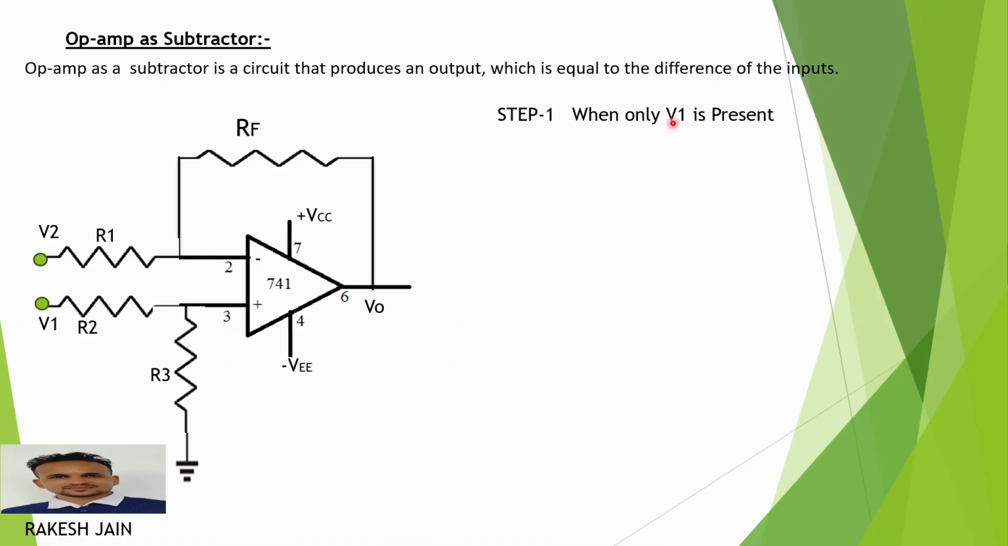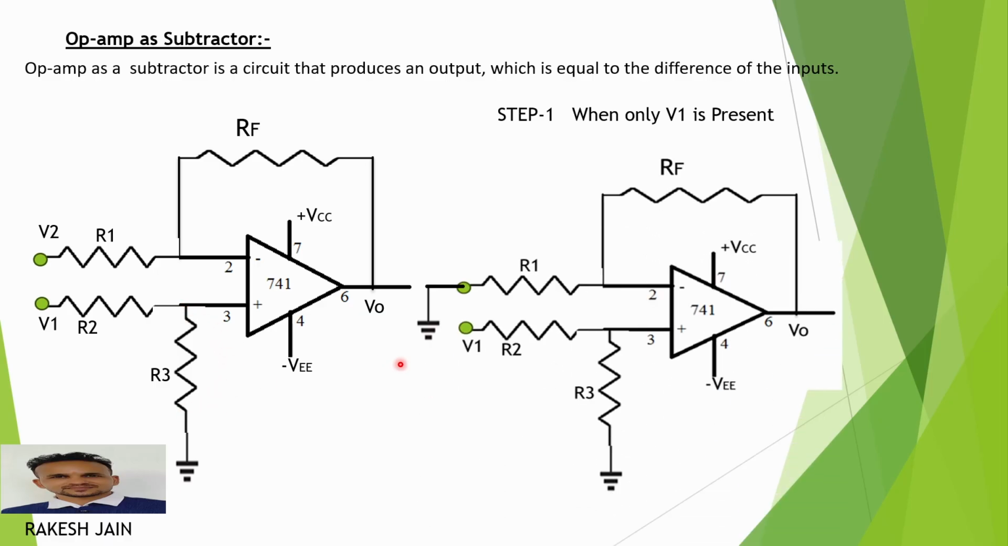So see, step number 1, when only V1 is present. When I consider only V1 is present, V1 is applied at the non-inverting input pin. So the output follows the rule of the non-inverting input. And what is the non-inverting formula? Output is equal to 1 plus Rf divided by R1 multiplied by the voltage which is present at the third pin node. Here the voltage is whatever the voltage across this R3 resistor.